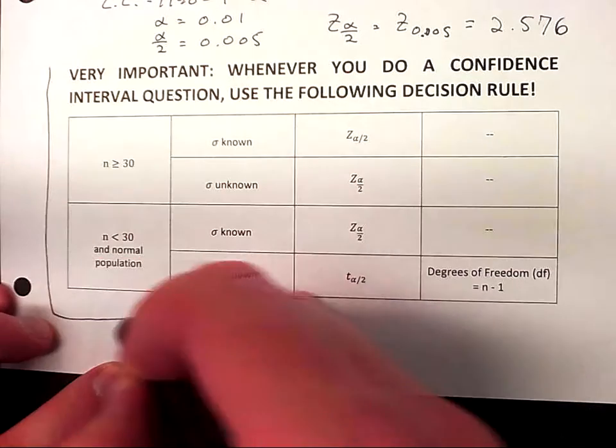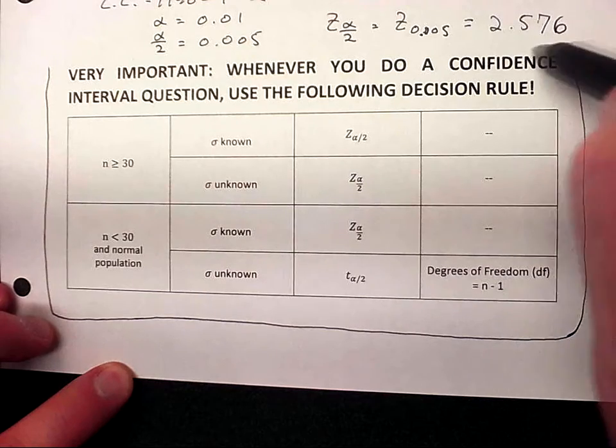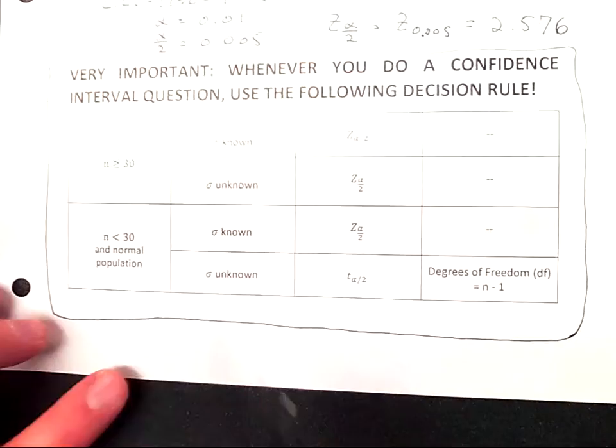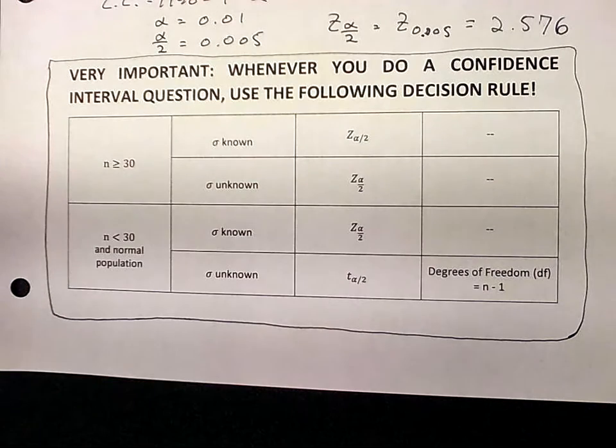So, this is right here. This is extremely, extremely important for you to know for confidence intervals. All that we've done so far is look at large sample estimates for the population mean. Whenever we're looking at large sample estimates, where are we up here on this table?